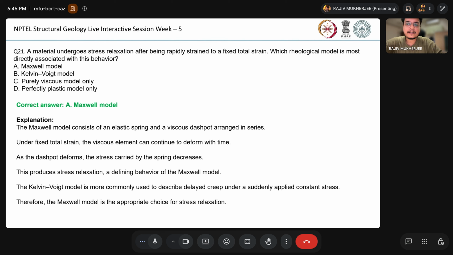Okay, this is the final question we have solved. And so, with this, I end the week 5 discussion related to the problems regarding rheology. In the coming week, we will discuss the deformation mechanisms of minerals, more specifically crystal plastic deformation and different kinds of deformation mechanisms, and we will solve some conceptual MCQ problems related to those topics. So until then, bye.